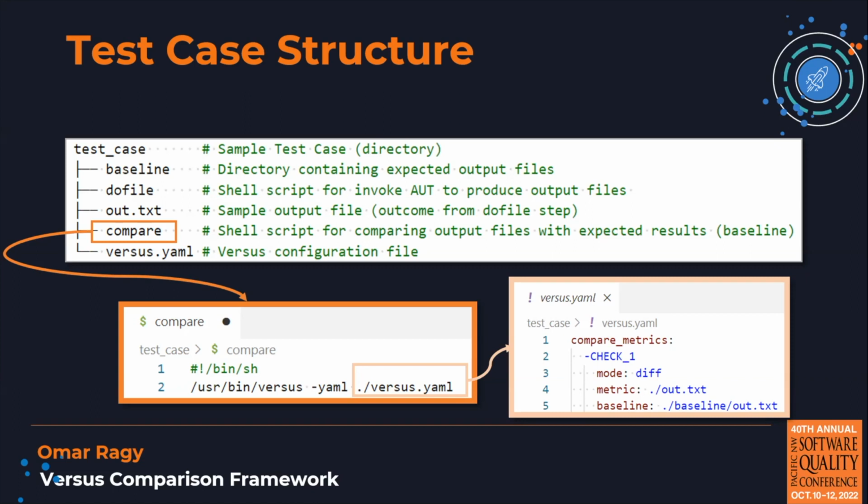And going into this comparison step, as you can see, it's a simple shell script, Bourne shell, and it is calling only one command, which is versus, and given Versus one parameter, which is the YAML configuration file. So this is where Versus lies. It's inside the comparison step.